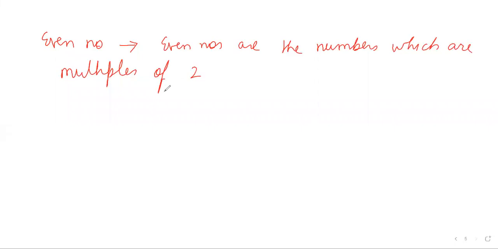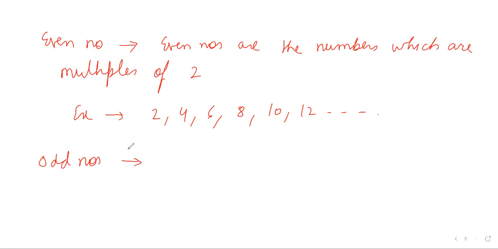Okay, Samarth. So multiples of 2, like what can be an example? They can be 2, 4, 6, 8, 10, 12. So there are so many numbers which we can write. They all come under the category of even numbers. And what about odd numbers?